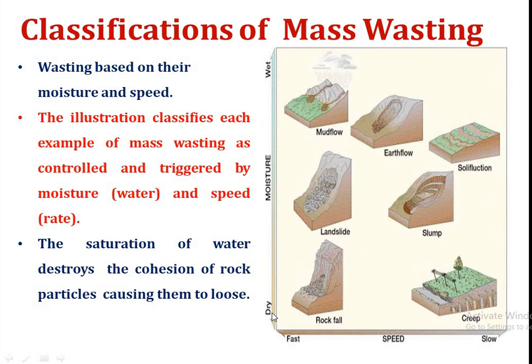diagram or the photograph, we can say that the dry part consists of the rock fall and the rock creep, and under the moisture landslide and slump take place, and in the wet, or we can say the mud flow, earth flow, and solifluction take place. So rock fall, landslide, and mud flows are the fast processes, and earth flow is speedy, and solifluction and creeps are very slow processes.